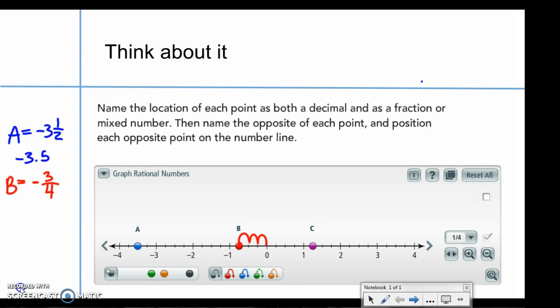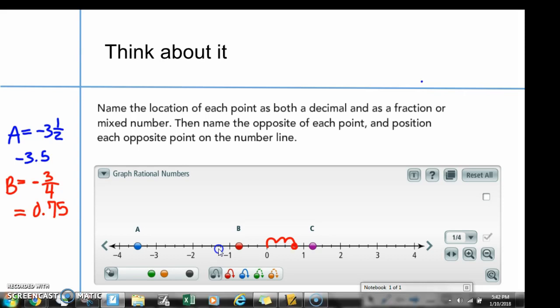3/4 cannot be reduced anymore, but it can be turned into a decimal. Well, we know that if you have a denominator of 4, it represents 0.25. So if you have 3 of the 0.25s, you would have 0.75, or 75 hundredths. 3/4, the same thing. Now we have to plot the opposite of B. Well, the opposite sign would be a positive sign, so a positive 3/4 would be to the right of 0. 1, 2, 3.